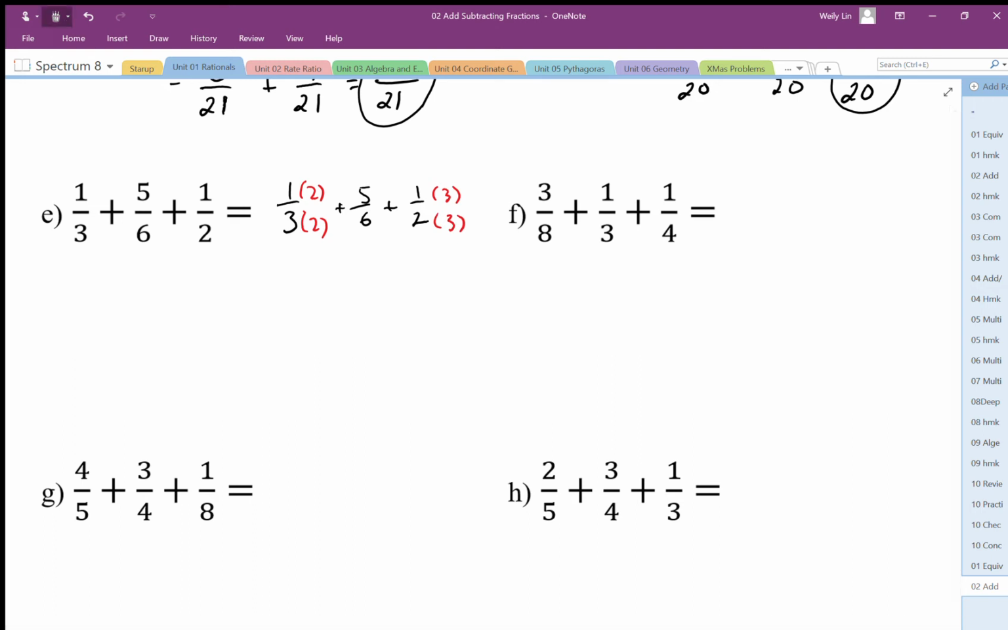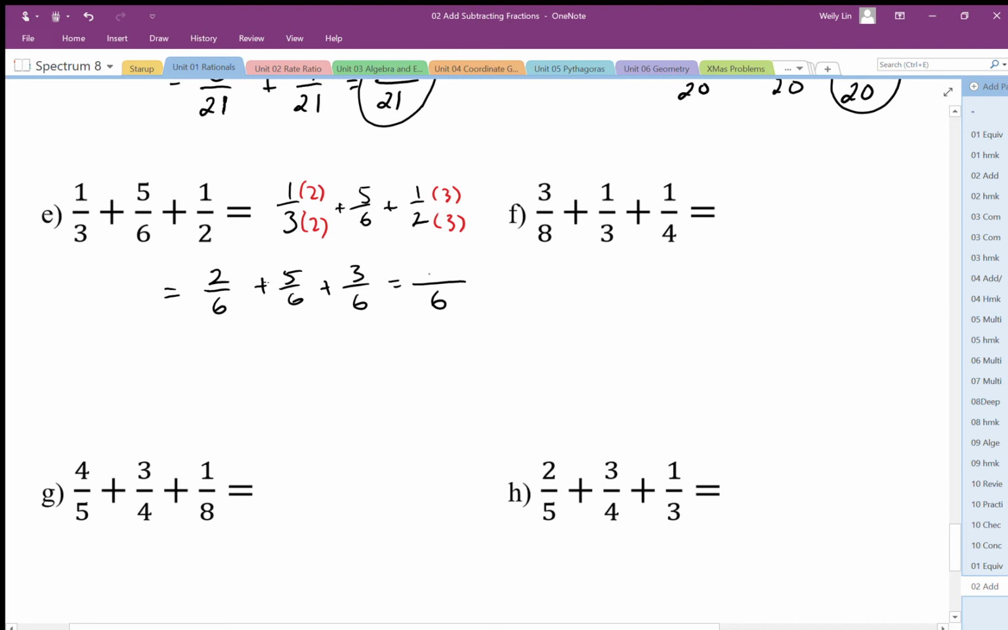Okay, so because I did the top and bottom the same, I'm going to keep the same fraction. So 2/6 is the same as 1/3. 5/6 and 3/6 is the same as 1/2. Now I can add the numerators together. The denominator, the size of the pieces, stays the same.